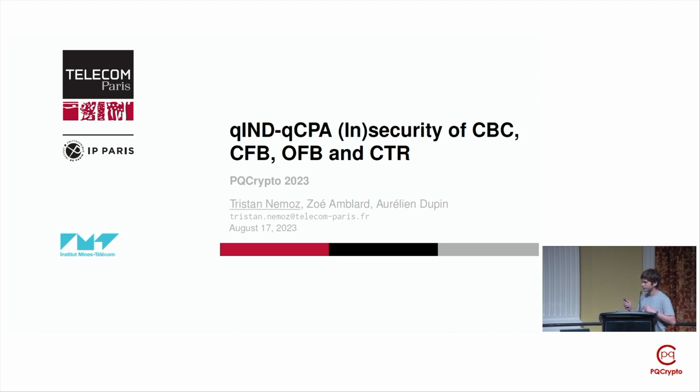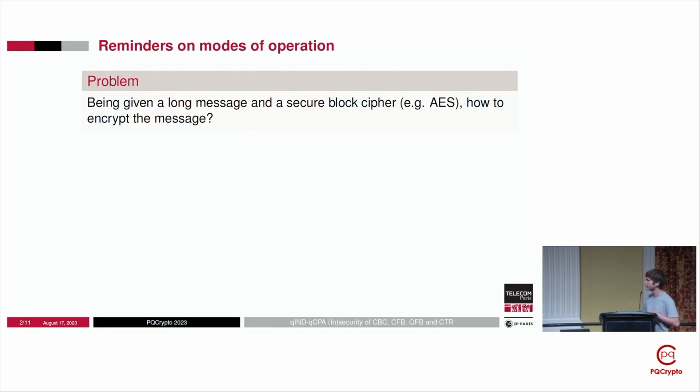So since CBC, CFB, OFB, and CTR are modes of operation, I thought it might be cool to just do a quick recap about what a mode of operation actually is. Suppose you're given a secure block cipher, for instance, AES, and you want to encrypt a long message, like an image. We know that as good as AES is, it can only encrypt 128 bits at a time. So the most natural way to proceed would be to simply encrypt each block of our message 128 bits by 128 bits.